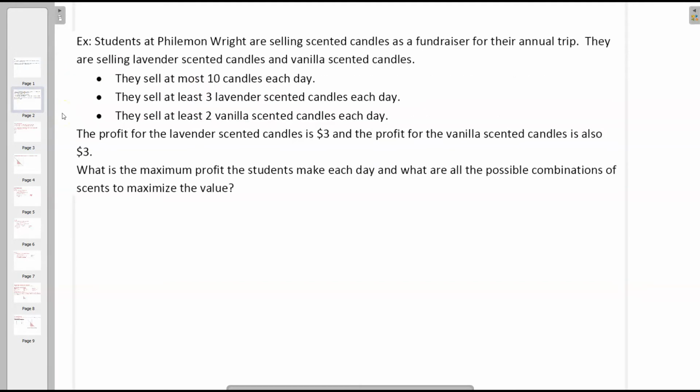So here's an example. Students at Film and Write are selling scented candles as a fundraiser for their annual trip. They're selling lavender scented candles and vanilla scented candles. They sell at most 10 candles per day. They sell at least 3 lavender scented candles each day, and they sell at least 2 vanilla scented candles each day. The profit for the lavender scented candles is $3, and the profit for the vanilla scented candles is also $3. What is the maximum profit the students make each day, and what are all the possible combinations of the scents to maximize that value?